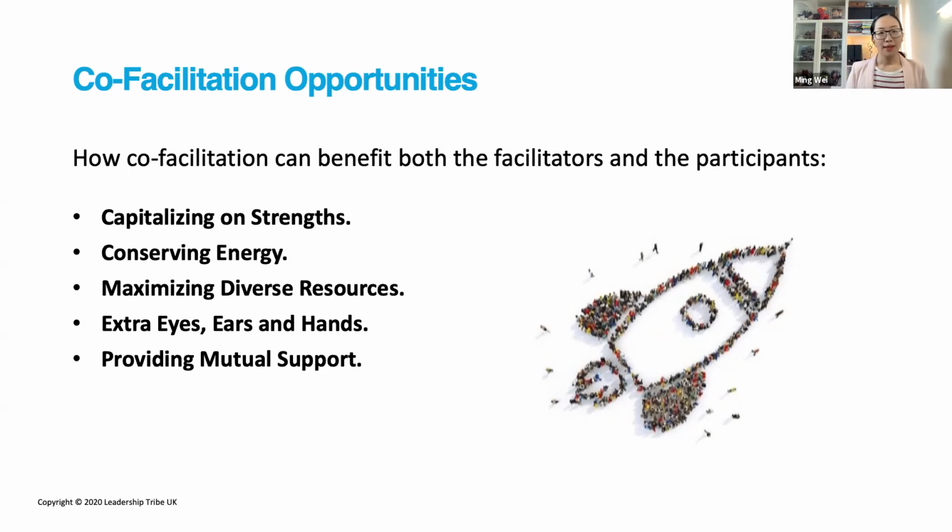Okay. And next one, maximizing diverse resources. Everyone has different resources which they can bring to the table. No one can have all the skills, all the competencies, all the tools, or all the resources. It's not for one person. So if you bring diverse resources together, you can help maximize them and make sure they're utilized to maximize the potential success of the workshop.